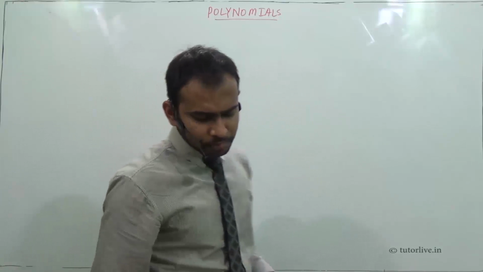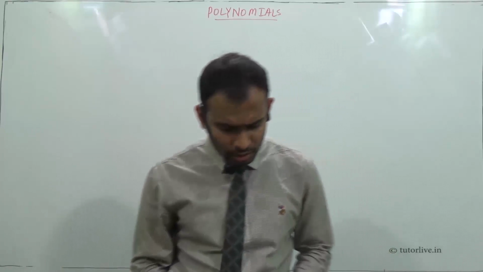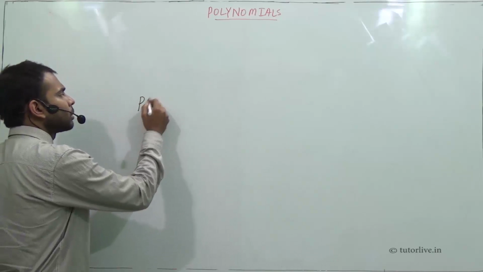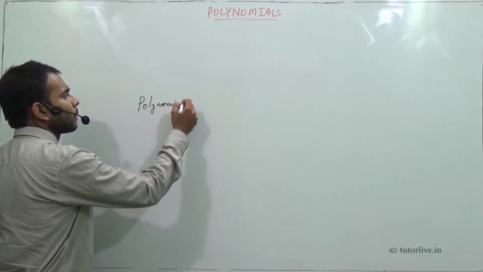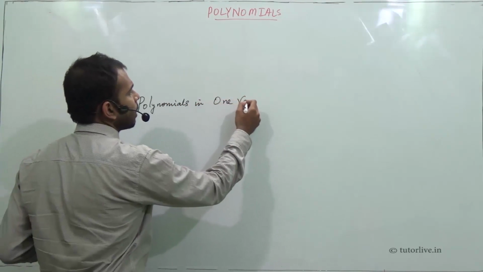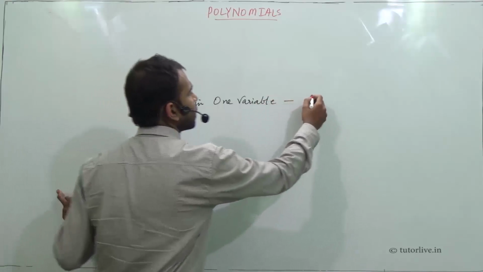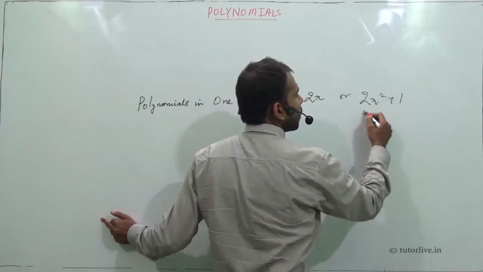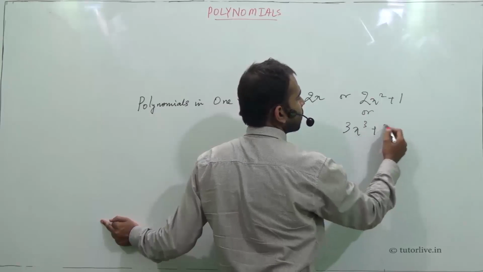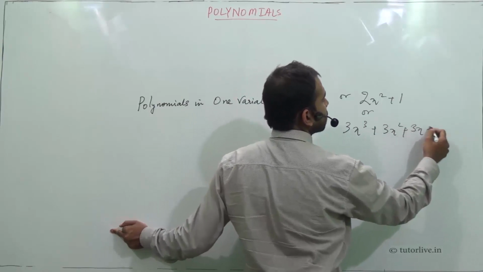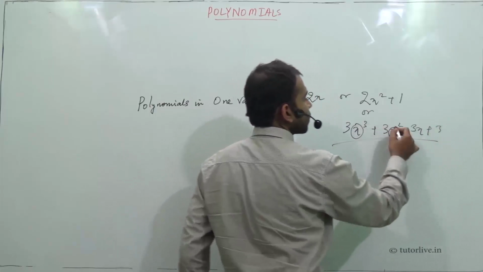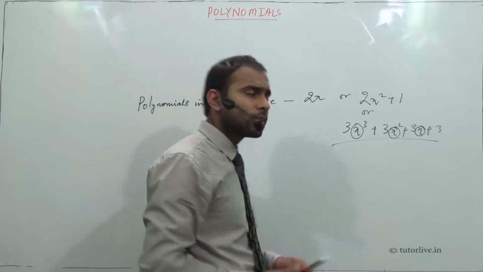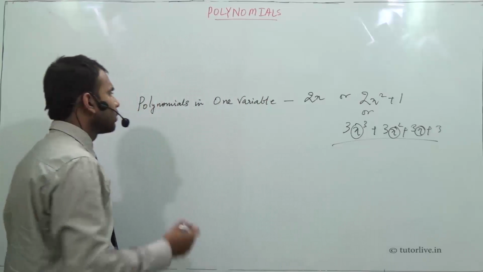So these are all examples of polynomials. Polynomials are also known as algebraic expressions, of course. We have studied polynomials in one variable and polynomials in two variables. What does that mean? Polynomials in one variable, when in a given condition we have just one variable, let's say 2x, or 2x square plus 1, or 3x cube plus 3x square plus 3x plus 3. So we have just one variable x, right? x square and x cube will give us different values, but the variable utilized is x. So that is known as polynomials in one variable.